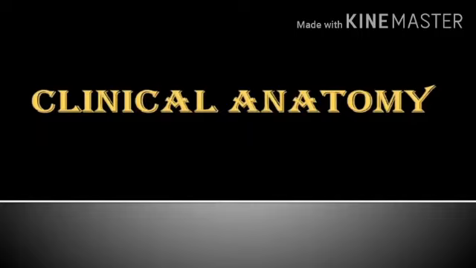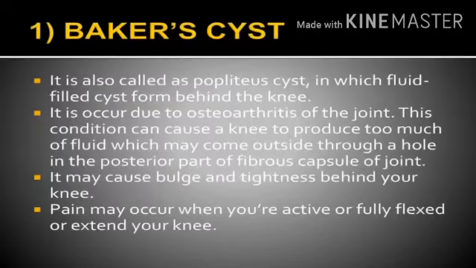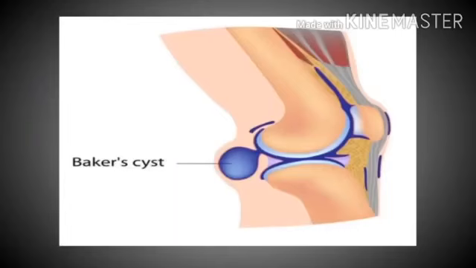Now come to the clinical anatomy, which is basically a clinical condition related to the knee joint. Baker's cyst, also called a popliteal cyst, is one in which fluid-filled cysts form behind the knee. It occurs due to osteoarthritis of the joint. This condition can cause the knee to produce too much fluid, which may come outside through a hole in the posterior part of the fibrous capsule of the joint. It may also cause bulging and tightness behind your knee. Pain may occur when you are active or when you fully flex or extend your knee.